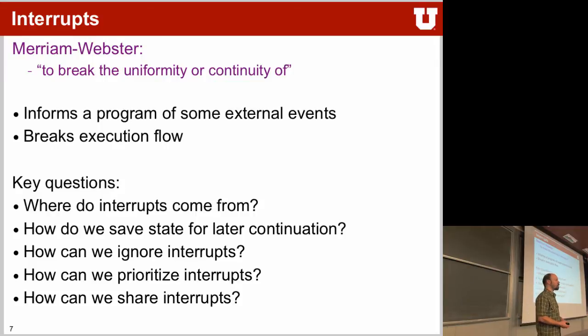How can we ignore interrupts? Sometimes we really don't care if a certain interrupt comes in, so how can we ignore these interrupts? How can we prioritize interrupts? Sometimes if two interrupts come almost exactly at the same time, you want to give one of them preference over the other. And how can we share interrupts? At the end, you don't have that many interrupt lines into your core, so sometimes you have a lot more events you're interested in but only very few interrupt lines, so how can you share one of these interrupt lines? And this is what we are talking about today in this lecture.